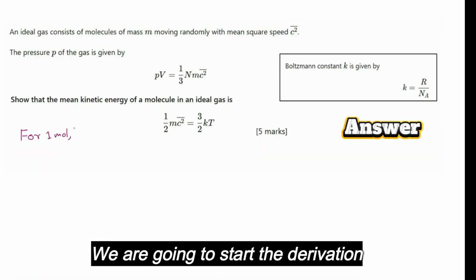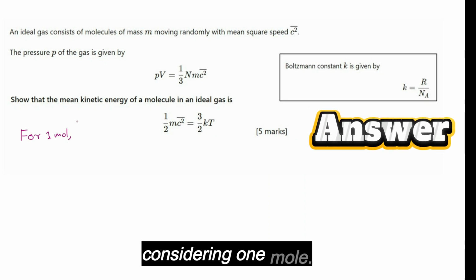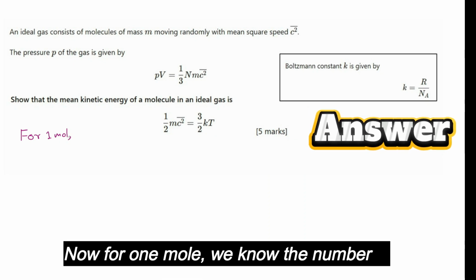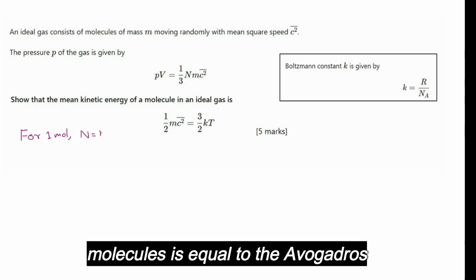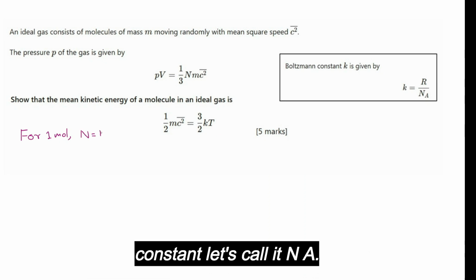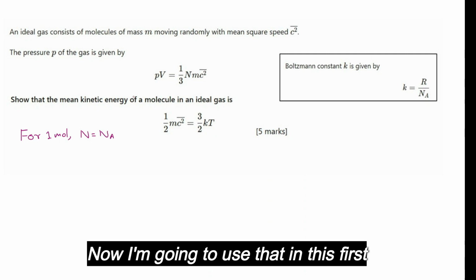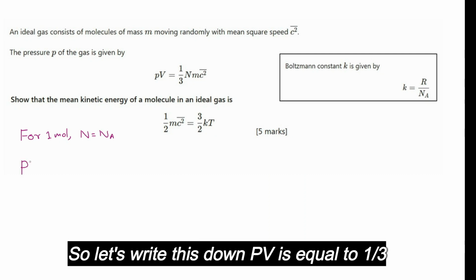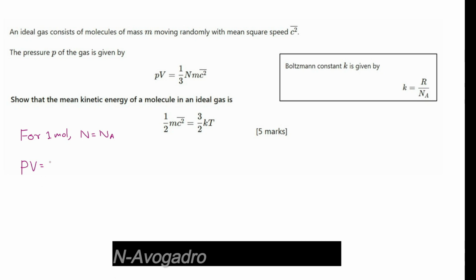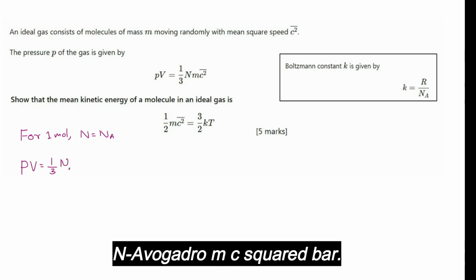We are going to start the derivation considering 1 mole. Now for 1 mole, we know the number of molecules is equal to the Avogadro constant. Let's call it Na. Now I'm going to use that in this first formula. So let's write this down. PV is equal to 1/3 Avogadro m c squared bar.